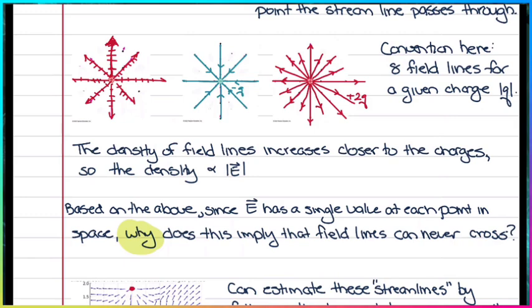Then if I had something like a 2q charge, I wanted to know about the electric field, then since I used 8 lines for q, for 2q, I would use 16 lines. So then that's the convention I just chose for these drawings, right? You could choose a different number if you wanted, as long as you're consistent.